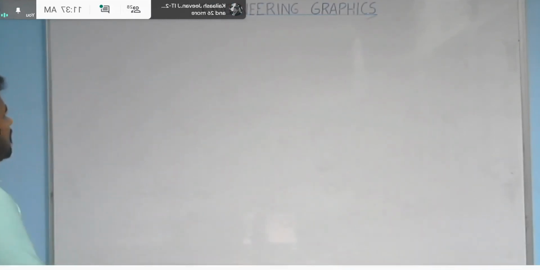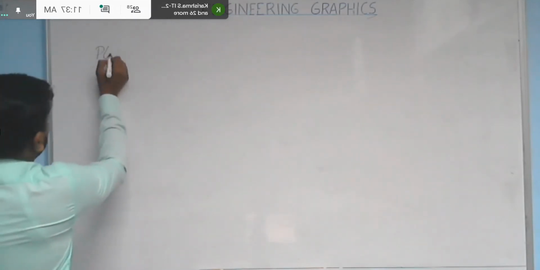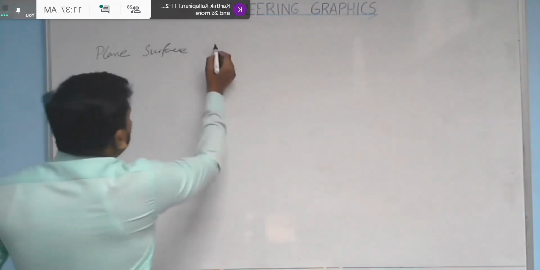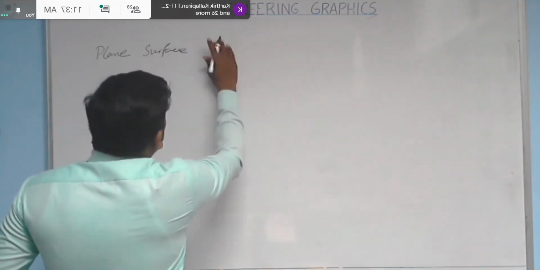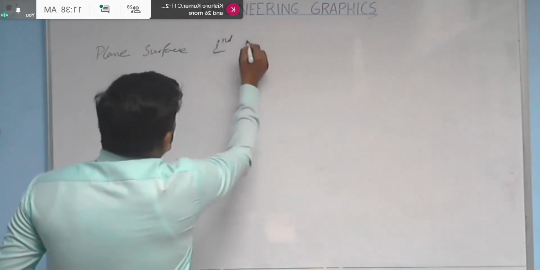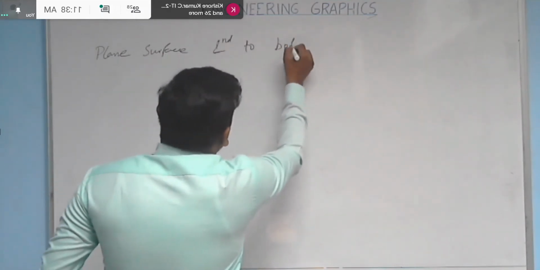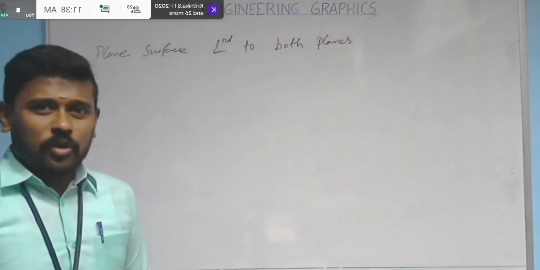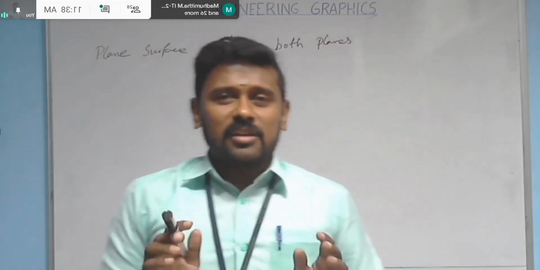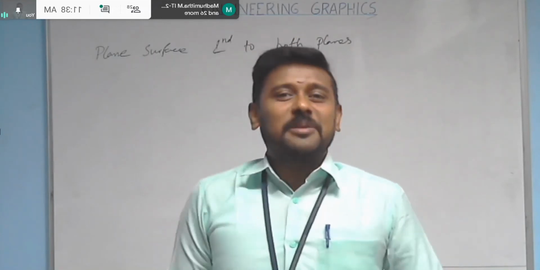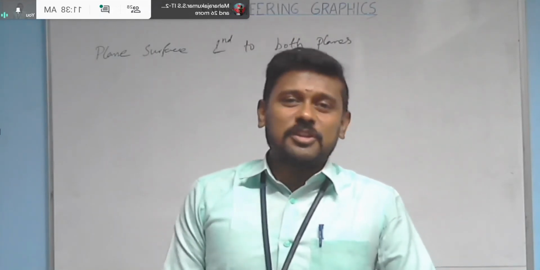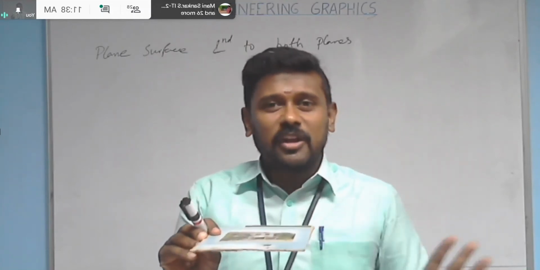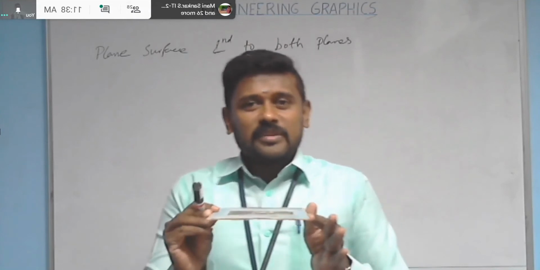And the next case, I think, is plane surface inclined to both planes. That is, a plane surface is not parallel to HP and VP. That is, it is inclined to both HP and VP. The surface should not be perpendicular or parallel to any of the planes. How to make it? See here. Step by step I will make it.